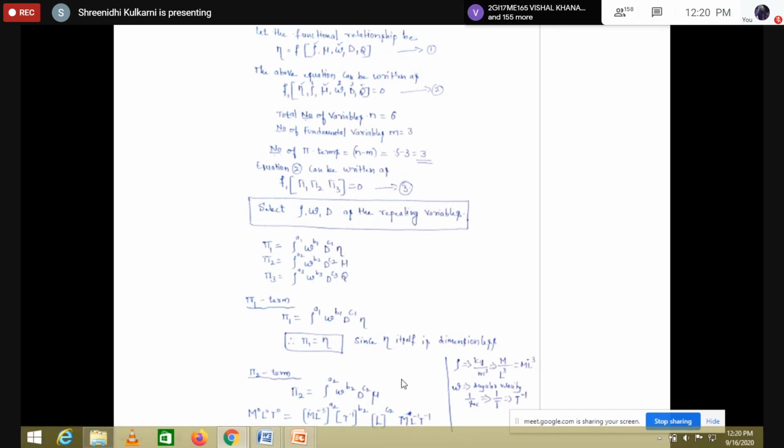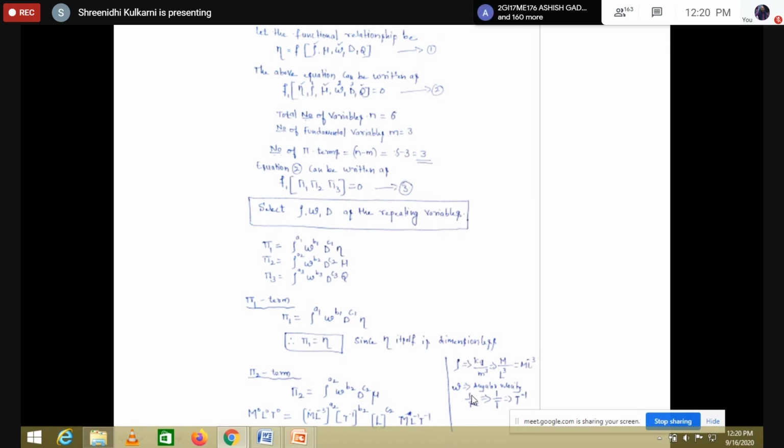Next, I'll come for the pi 2 term. Again, pi 2 is equal to rho to the power of a2, omega to the power of b2, d to the power of c2, and mu. Here I already shared the conversions; if you want, you can take the reference. Or else, once again I solved it. Density is kg per meter cube, so we can write it as M L to the power of -3.